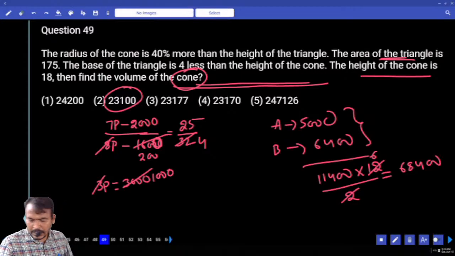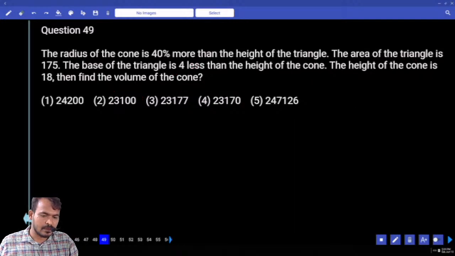Question number 49. The radius of the cone is 40% more than the which one? Height of the triangle. Last two questions. The radius of the cone is 40% more than the height of the triangle. The area of the triangle is 175. The base of the triangle is 4 less than the height of the cone. The height of the cone is given as 18. Find the volume of the cone.